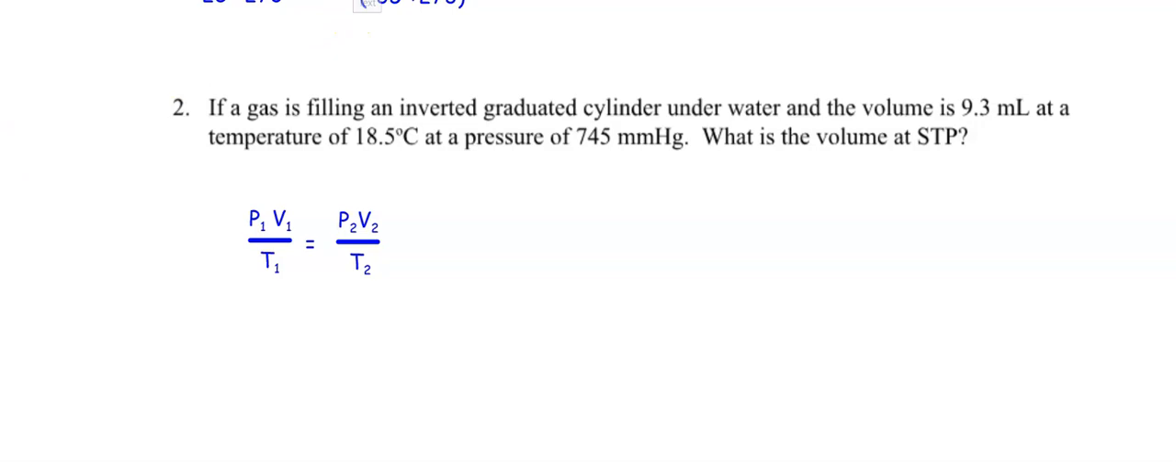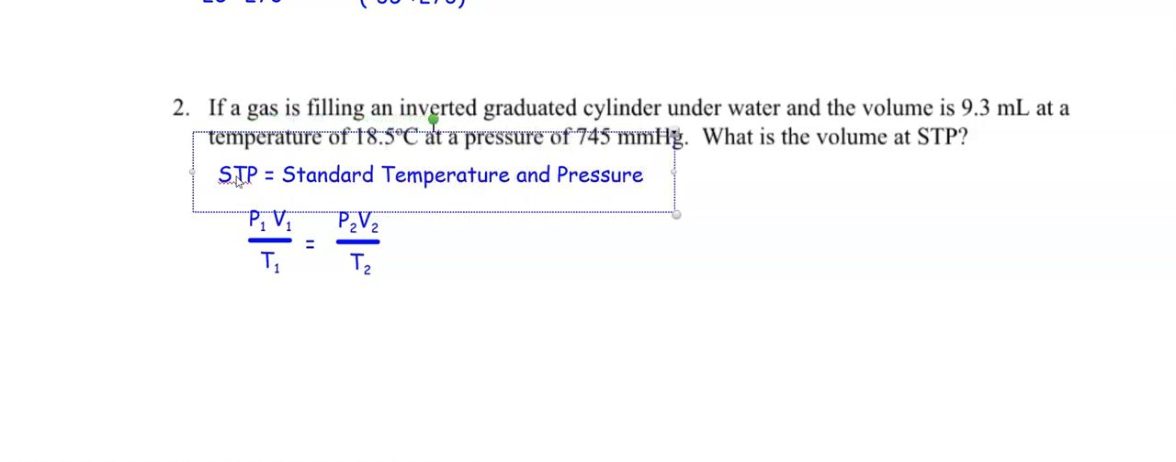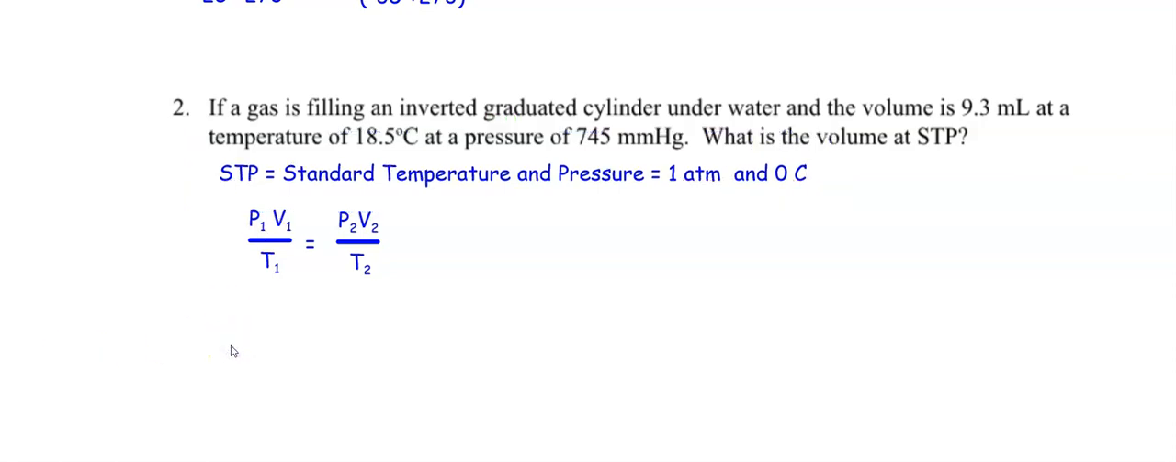STP is standard temperature and pressure. Let me write that down for you. So what is that equal to? 1 ATM and 0 degrees Celsius, or 273. Okay, so you might want to jot that down. So if you ever hear of STP, don't think of that rock group like I do. It's standard temperature and pressure, which is 1 atmosphere and 0 degrees Celsius.